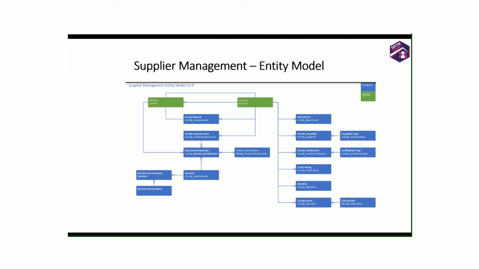So this is the entity model, and you can get this right from GitHub. In this supplier management entity model, the green account and contact are the out of the box tables, and the blue ones are all the custom tables that have been added in this app for supplier management. You can see the questionnaire, templates, the questions, the product classification, the vendor capability, and vendor certification. Does the vendor meet certain certification types, credit rating, and other identifiers?